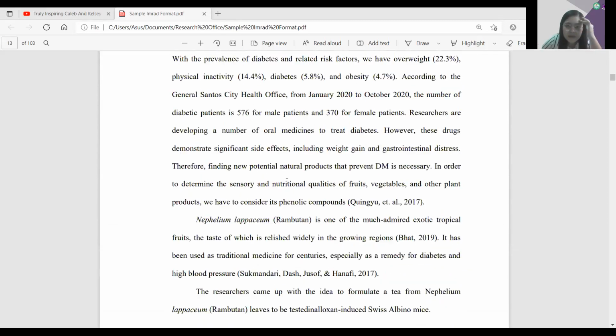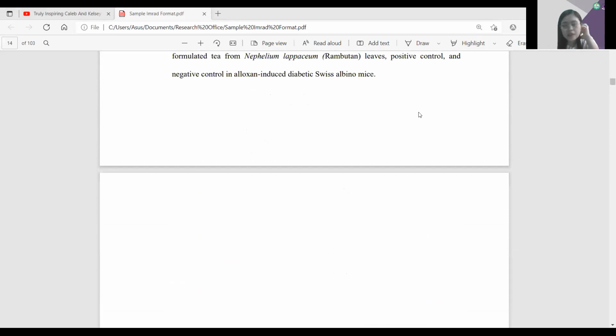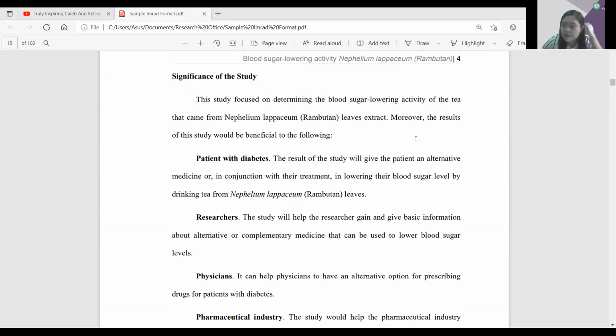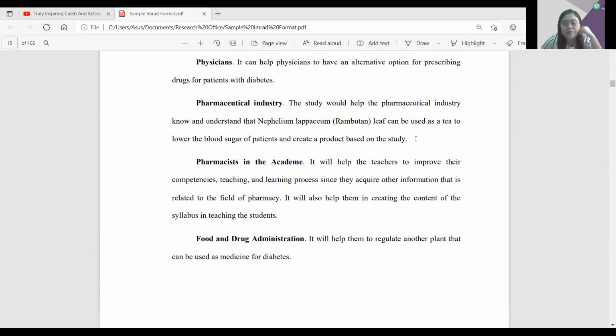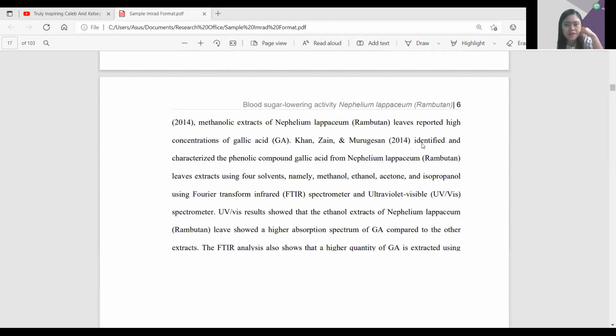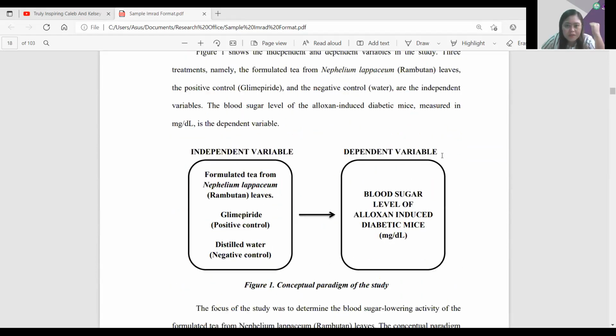Wait lang, mahaba ito. You will be doing research na next school year. That will be on the first semester. Magsa-start na kayo gawa ng research ninyo. And then look at this conceptual framework. They have the independent and the dependent variables.